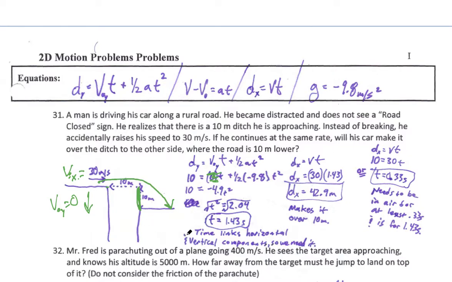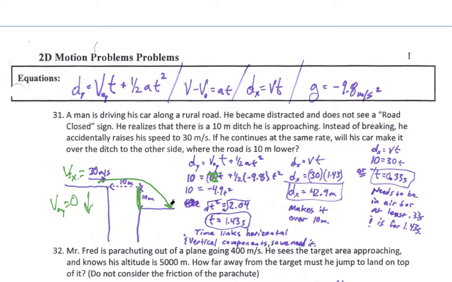Okay, so now there's a couple ways we can do this. We can say, well, let's go with this 10 meters. We can think of it as, does he clear it? So let's not worry about the fact that this is 10 meters quite yet. Let's just solve for a horizontal distance and then compare.